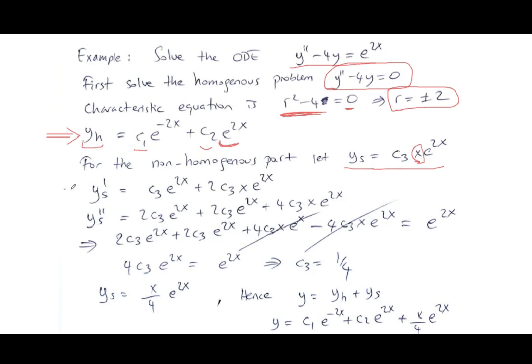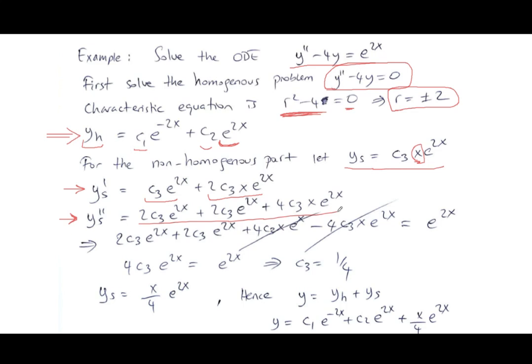We take the first derivative of this solution that we are trying to fit into our equation. So if we take the derivative, we get this term. We differentiate the x, which is just 1, and then the derivative of the exponential, we have 2 times c3 x e to the power 2x. And then in the second step, we should also take the second derivative, and this is the expression.